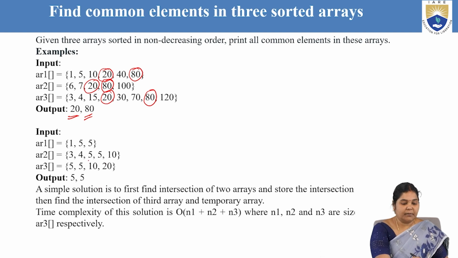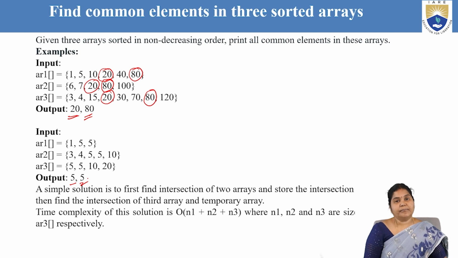Similarly, in this example, 5 and 5 are the common elements. Okay. Now, what is the simplest brute force approach? A simple solution is to find the intersection of these two arrays.